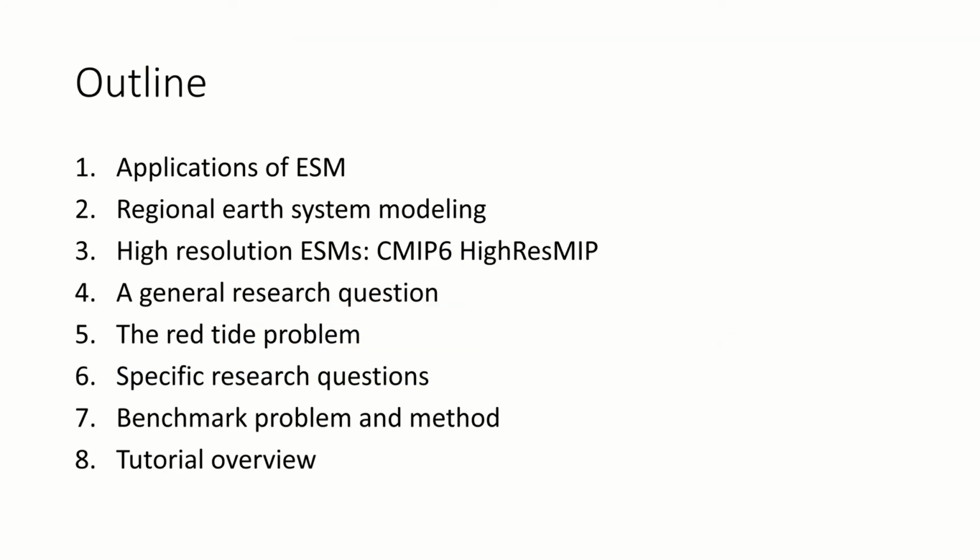Okay, so the outline of this presentation: I will first talk about applications of Earth system models. Then I will talk about regional Earth system modeling, traditionally how this has been done, and then something new that is happening right now, which is high resolution Earth system models and the HighResMIP of CMIP6. For more details, if you don't know what CMIP6 or HighResMIP is, you can check the previous video, the first video of part 1.